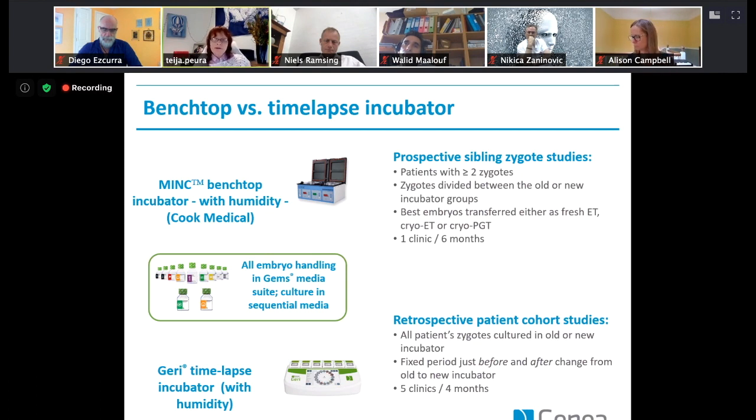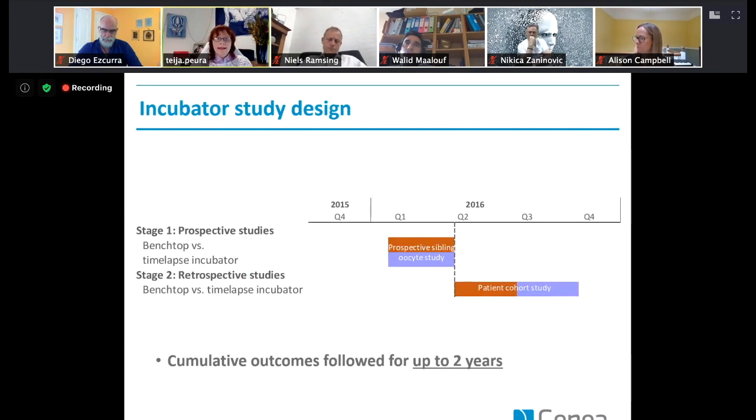And this shorter duration, one clinic 6-month study was then followed, because the results were so positive, with the implementation into further clinics of the new system and a retrospective patient cohort study, where data was collected from a fixed period just before and after the change of the system. And as you can see, these studies were conducted a few years ago already, and that allowed us to follow the cumulative outcomes for up to 2 years to get a better and more rounded picture of the success.